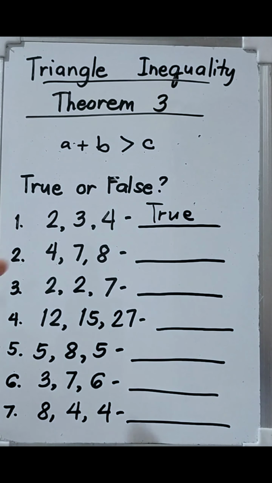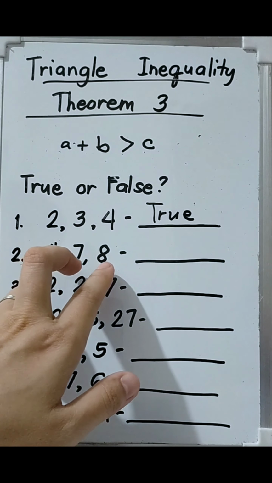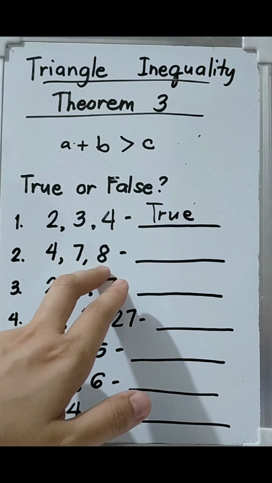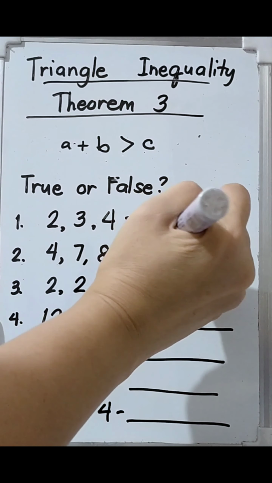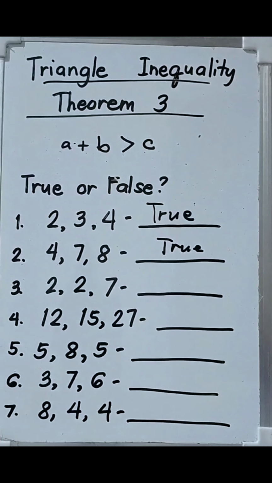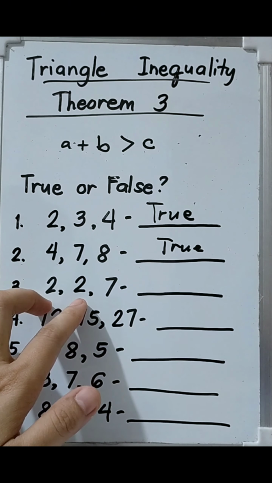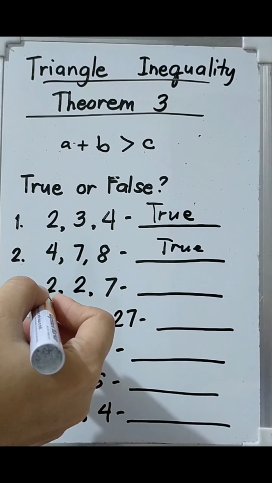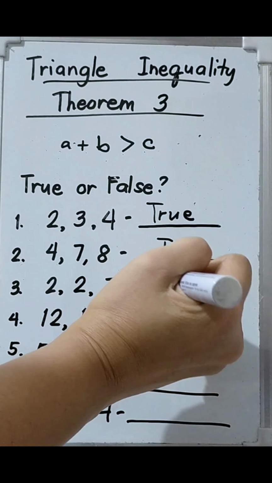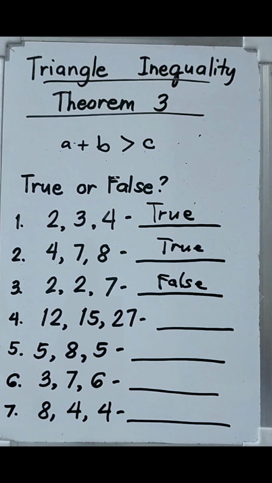Number 2, 4 plus 7 is 11. It is greater than 8. 4 plus 8 is 12. It is greater than 7. Next naman ito, 7 plus 8 is equal to 15. It is greater than 4. Okay, this is also true. Number 3, ito pa lang, bagsak na. 2 plus 2 is 4 and 4 is less than 7. So, hindi na siya pwede. So, kahit i-add mo pa yan, 9 is greater than 2, pero yung 4 is less than 7, so ito ay false agad.